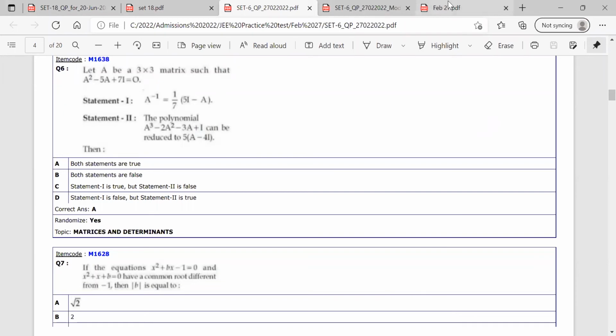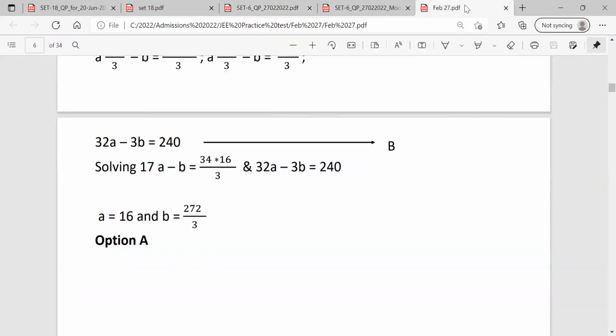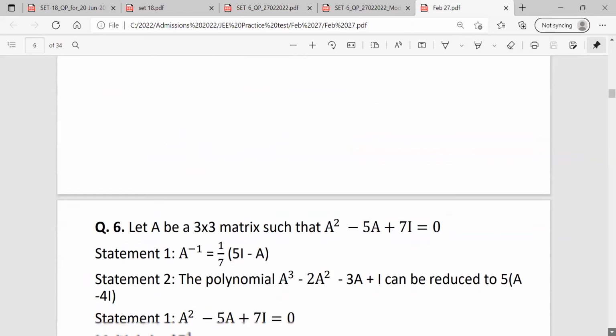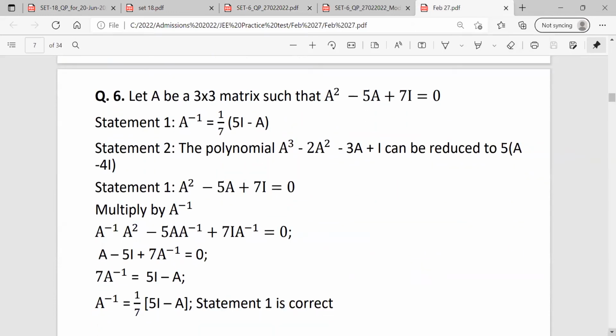So let's see how we can solve this question. The basic idea here is, I will tell you how to solve these questions. So we have A as a 3 by 3 matrix and they have given a condition like A square minus 5A plus 7I equal to 0. I know you have an idea about all these identities and formulas. A into I is equal to A, A inverse I is equal to A inverse, and A A inverse equal to I. This is the basic idea that is needed to solve this question. So statement 1 is A inverse equal to 1 by 7 into (5I minus A).